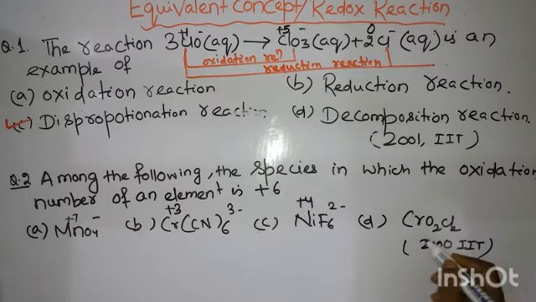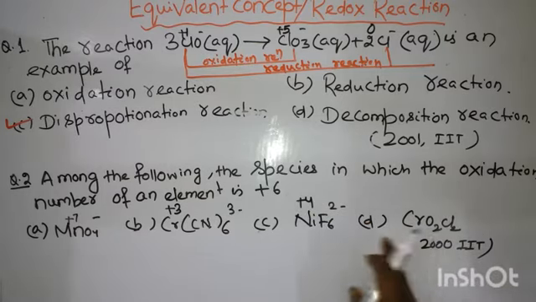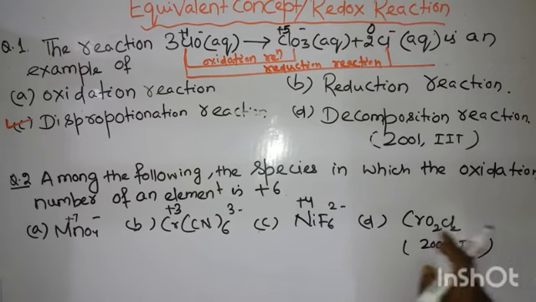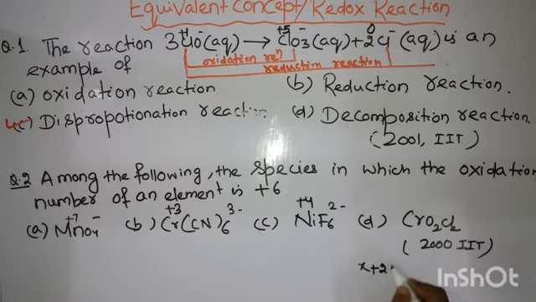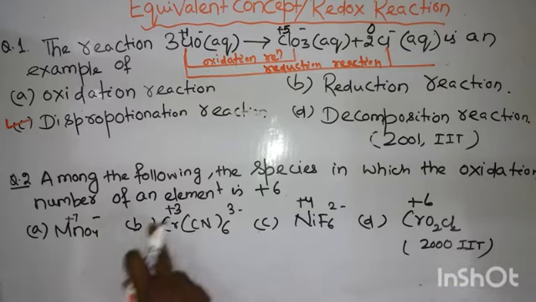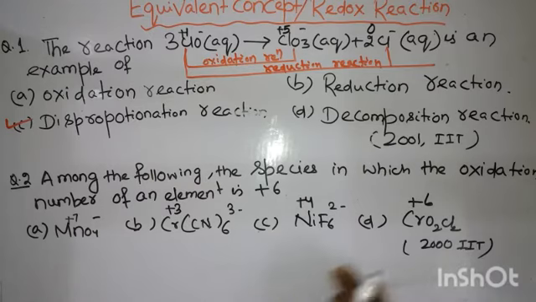+4. And in this case it is a little difficult to calculate the oxidation number, so by formula, suppose the oxidation number is x, plus 2 into -2, plus 2 into -1 is equal to 0. That implies x is equal to +6. That means the oxidation number of chromium is +6 here. The question is asking in which species the oxidation number of an element is +6, so our answer will be this. This question was asked in 2000 IIT. Next, question number 3.